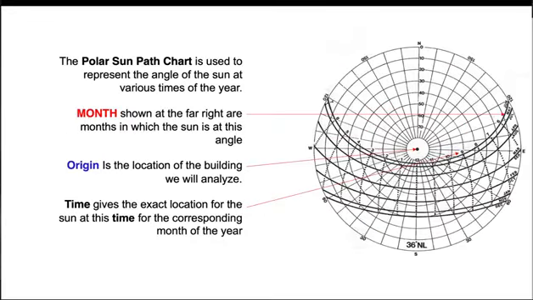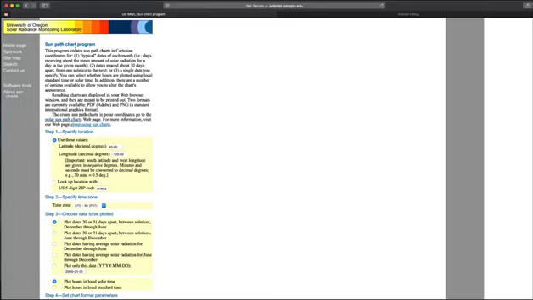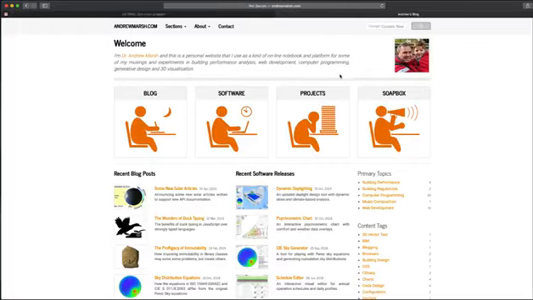The second tool we're going to need is called the 2D Polar Equidistant Coordinate Sun Path Chart, which can be accessed via the University of Oregon and at andrewmarsh.com. Here you can see this is the University of Oregon Solar Radiation Monitoring Laboratory. You put in your latitude and longitude. You can output a chart just like the one I showed you. And here at andrewmarsh.com, you can go to his software and you can find the polar sun chart there.